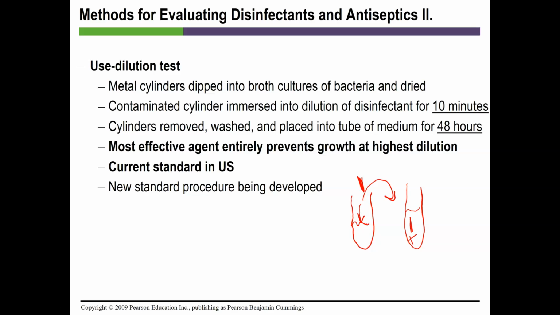The dilutions represent the disinfectant at different strengths. You leave the cylinders with the bacteria coating in the disinfectant solutions for 10 minutes, and then you take the pins out. You rinse them with a little bit of water, and then you put them into a culture tube of media. You incubate and you see if anything grows.